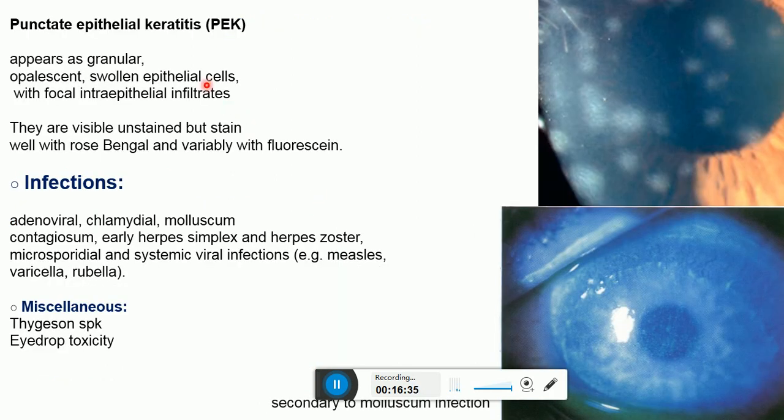The next sign is punctate epithelial keratitis. Number one was punctate epithelial erosion, and this is punctate epithelial keratitis. It appears as granular, opalescent, swollen epithelial cells, focal intraepithelial infiltrates, visible unstained but stained well with rose bengal and variably with fluorescein. What are the causes?